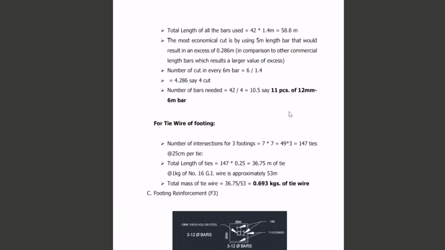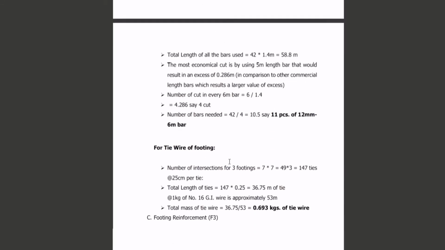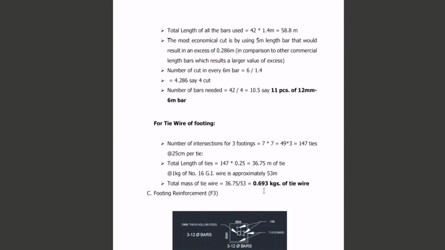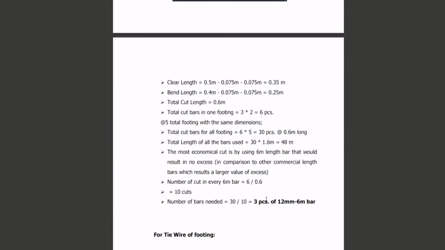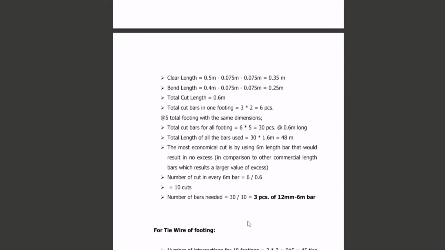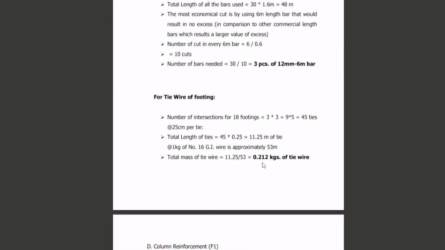Kakailanganin natin ng 11 pieces of 12mm 6 meter bars. Tapos, sa tie wires, kailanganin ng 0.693 kilograms. Tapos sa footing 3 naman, nangangailangan ng 3 pieces of 12mm 6 meter bars. Tapos 0.212 kilograms of tie wires.